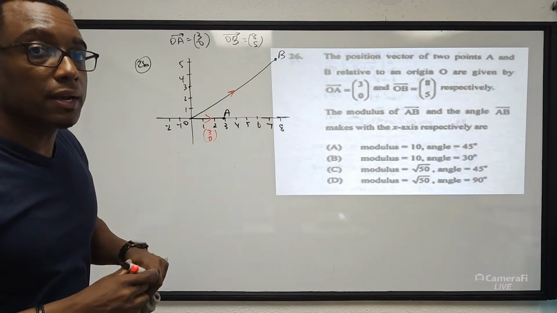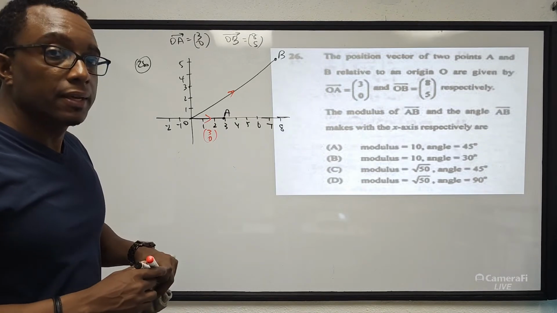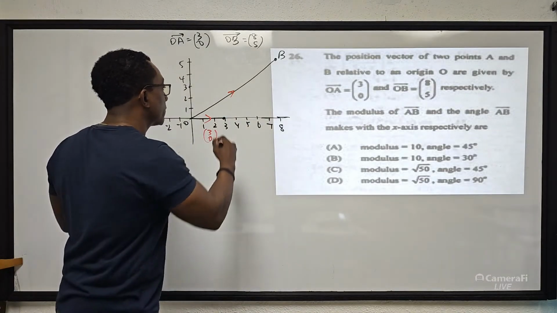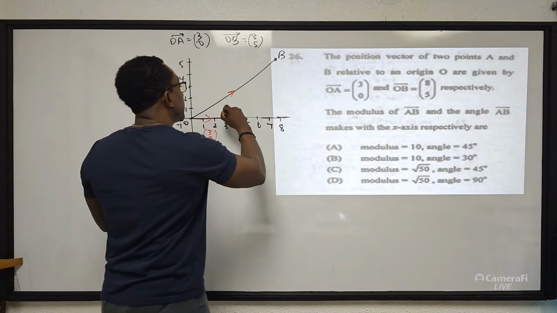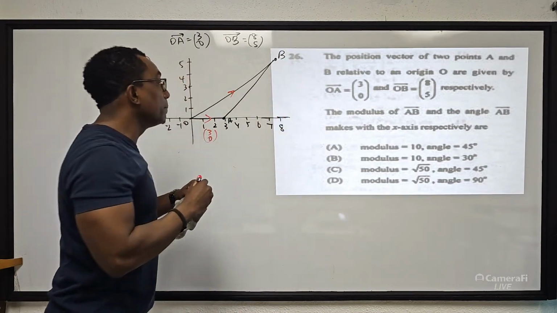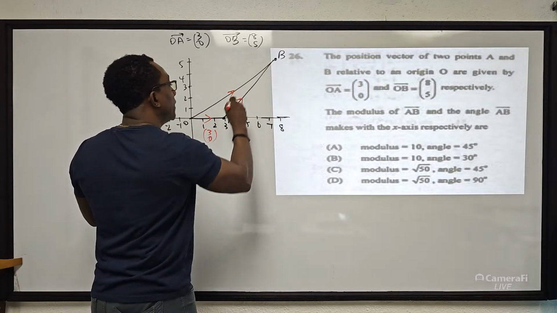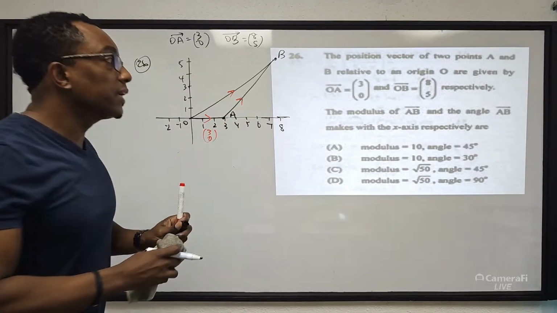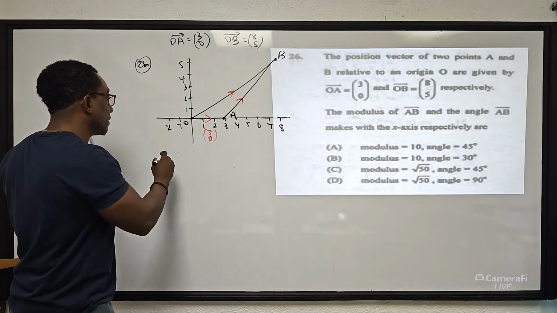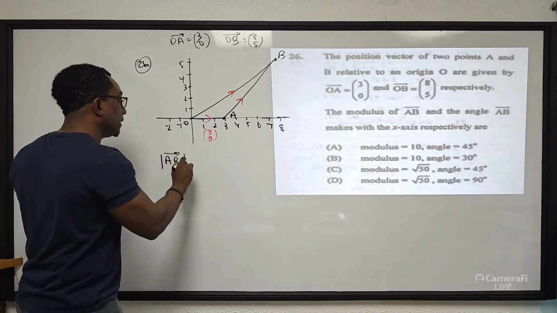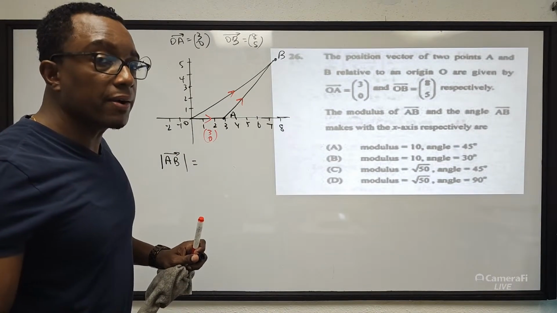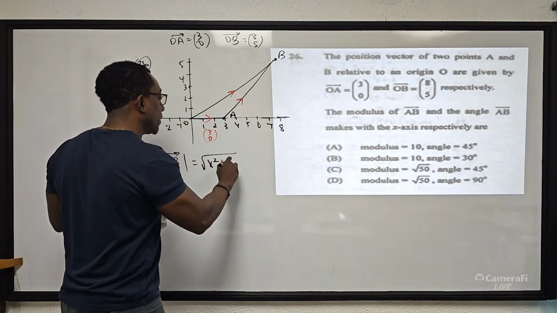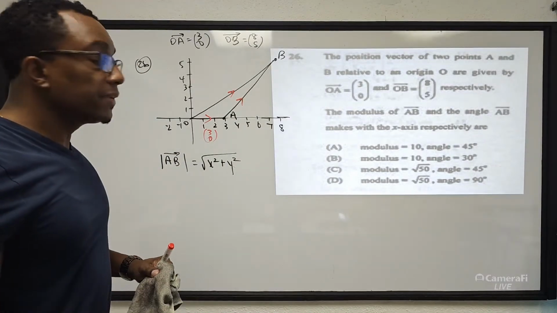They want the modulus of AB. Modulus of AB. It means you have to find vector AB first. So you have to find this vector here, AB. So you're moving from A to B. So you want to find that vector first. And after you find that vector, then you can find the modulus of that vector. What's the modulus of vector AB? This is the modulus of vector AB. You put two parallel lines on either side of AB, and you're using your formula, the square root of x squared plus y squared. But first you have to find AB.